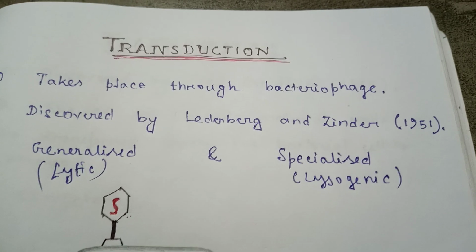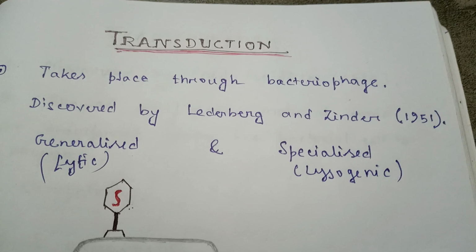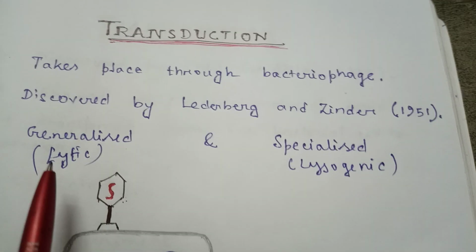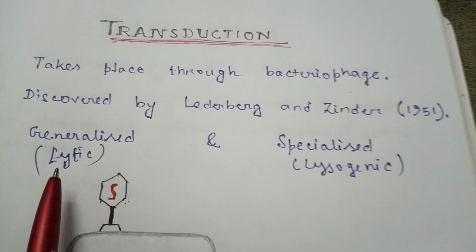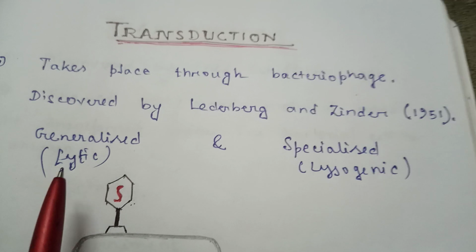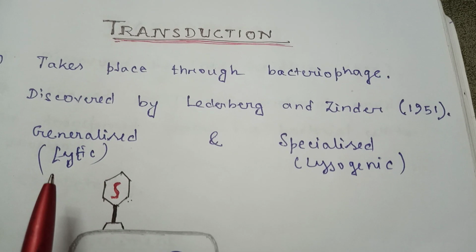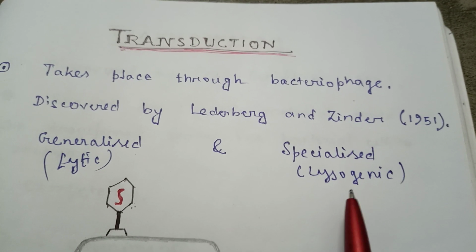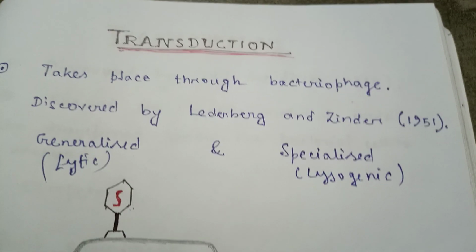Before coming to the diagram and how it works, we have to know that transduction can be of two types, generalized and specialized. Here you can see the lytic is written under the generalized part. That means in the case of generalized, the phage will undergo the lytic cycle, and for specialized, they will undergo the lysogenic cycle. We will see what these lytic and lysogenic cycles are.